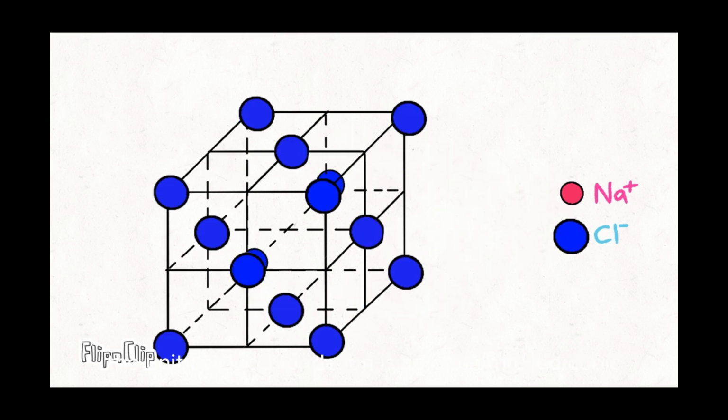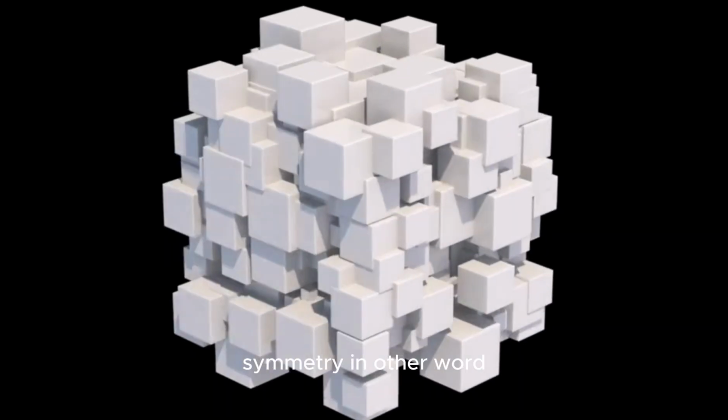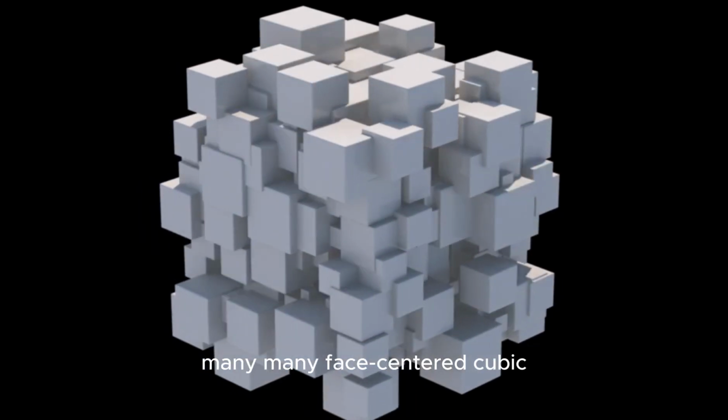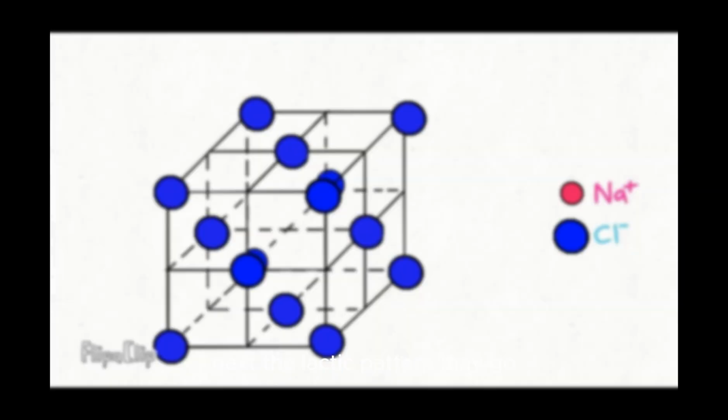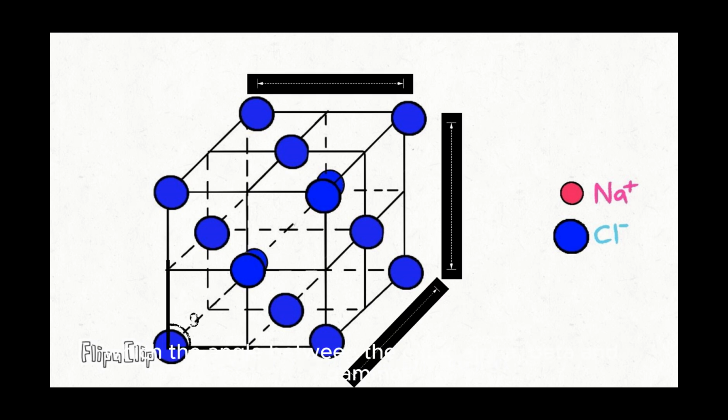The unit cell of a chloride ion is a face-centered cubic, which belongs to the Bravais lattice for the crystal system of cubics. Oh, by the way, unit cell is the smallest repeating unit of a full crystal symmetry. In other words, the salt structure is formed by many face-centered cubics. Next, the lattice parameters include the length, width, and height, all of which are equal, while the angles of the cubic, alpha, beta, and gamma, are all 90 degrees.